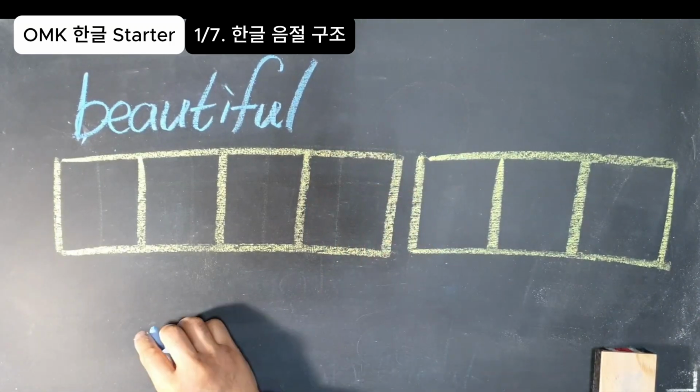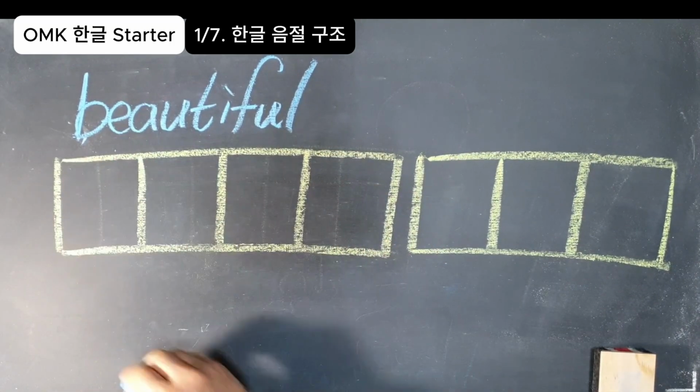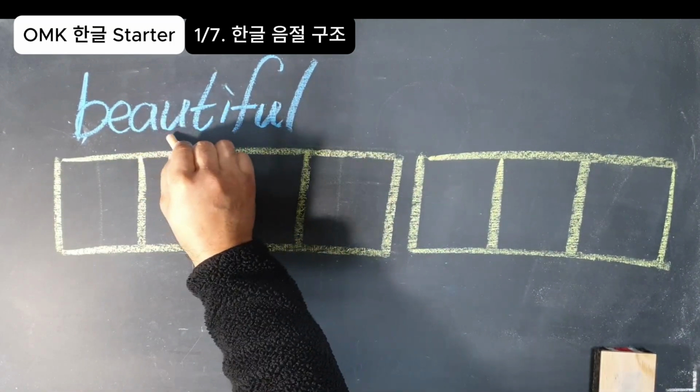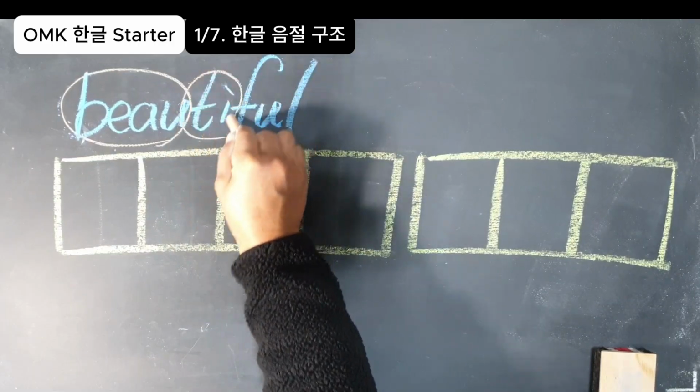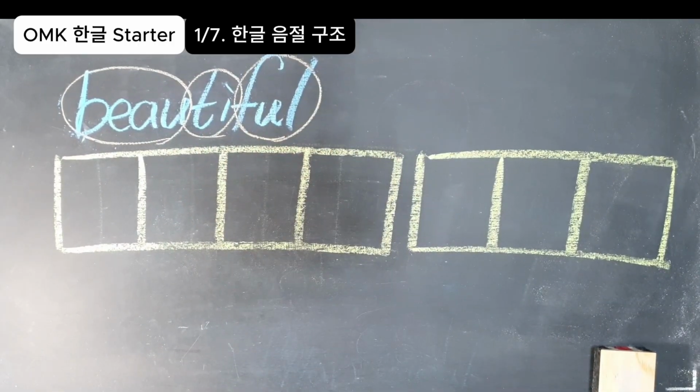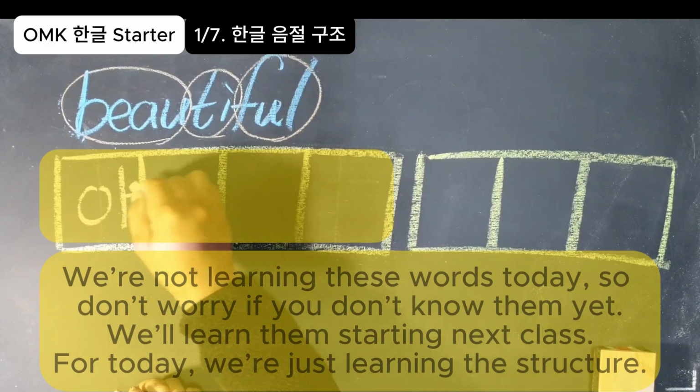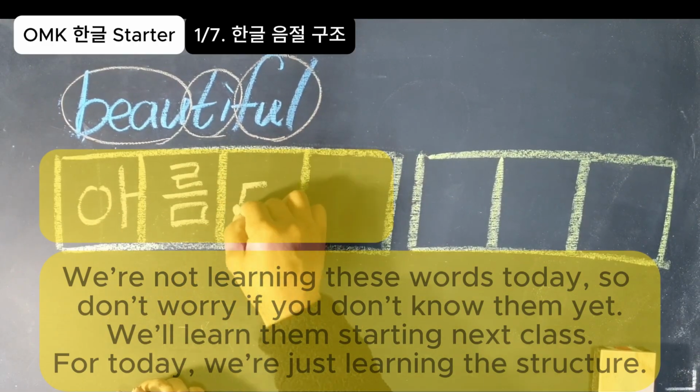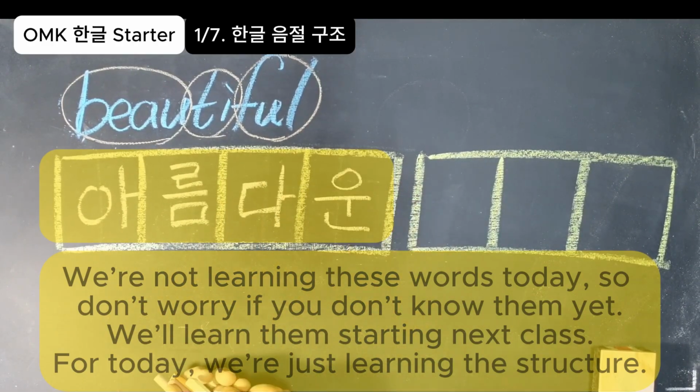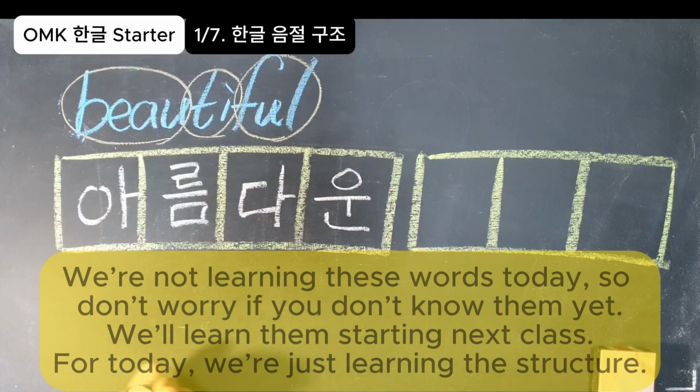For example, in English, beautiful. How many syllables are there? 3 syllables, right. In Korean, 아름다운. How many? 4 syllables.